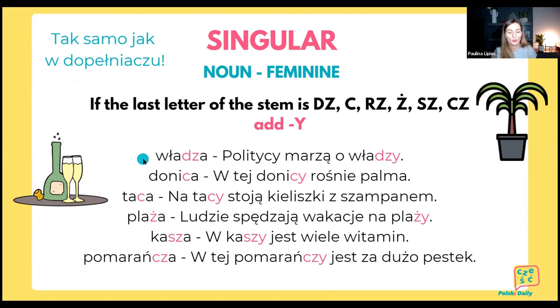We have the word władza, power. Politycy marzą o władzy. Politicians dream about power. Donica, a pot. W tej donicy rośnie palma. Taca. A tray, not the baking tray. Na tacy stoją kieliszki z szampanem. Champagne glasses are standing on a tray.